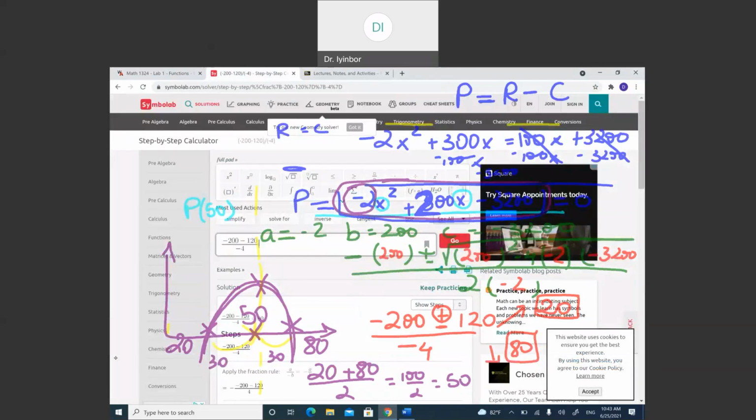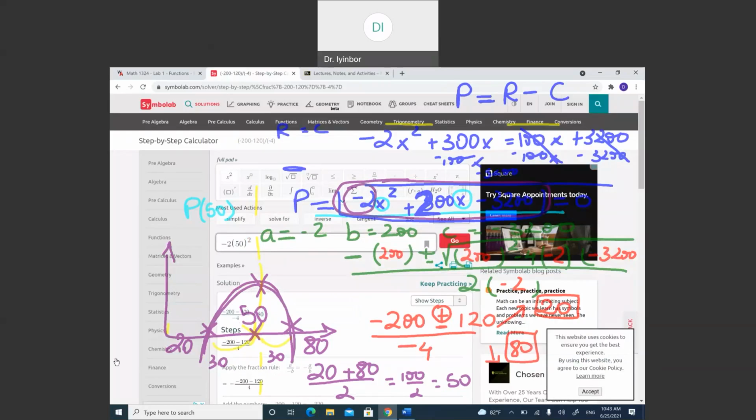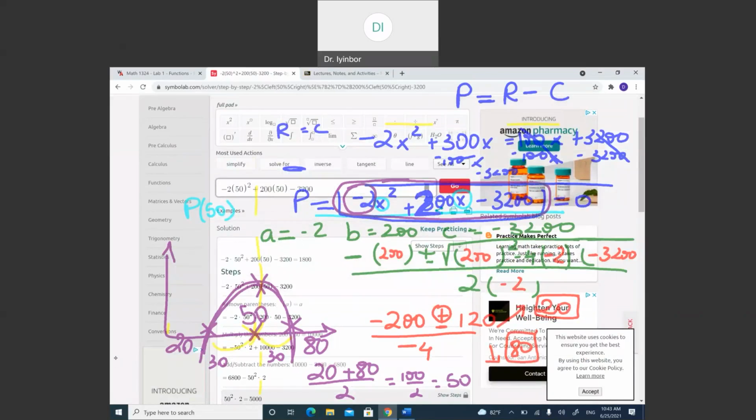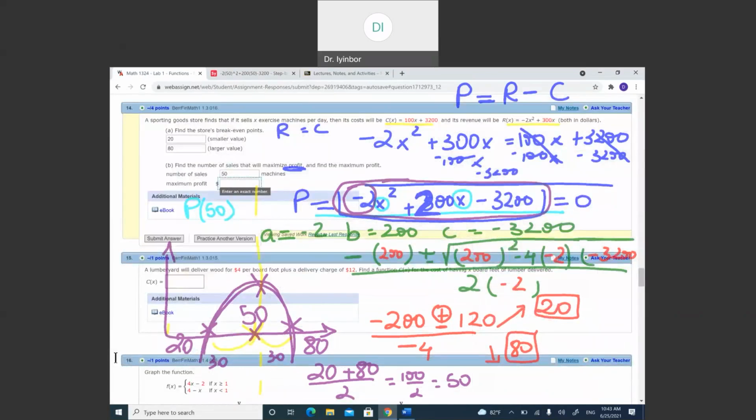Sorry if you can see or not, but I'm going to just follow that: negative 2, parentheses 50, then I do square, plus 200 parentheses 50, minus 3,200. So I'm going to put that, and my maximum profit is right in here, 1800. So that's what I'm going to put here, 1800.